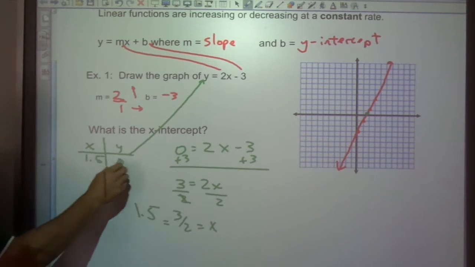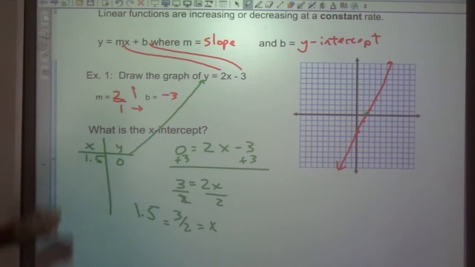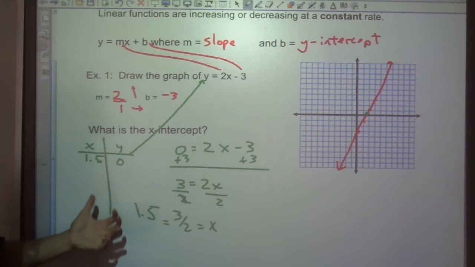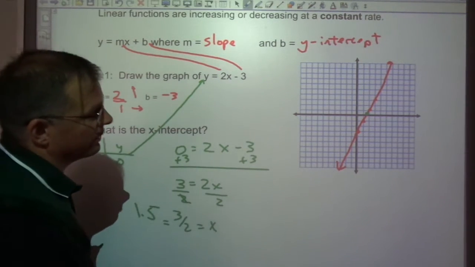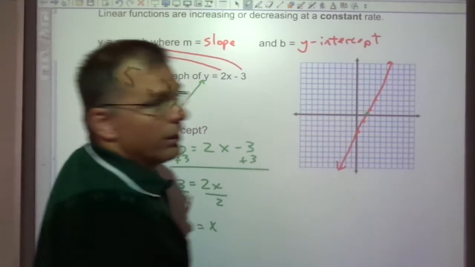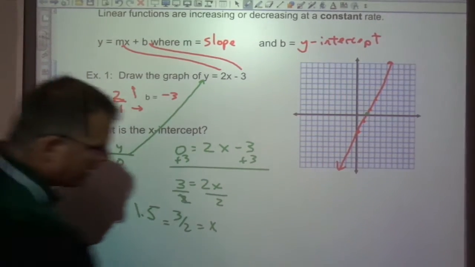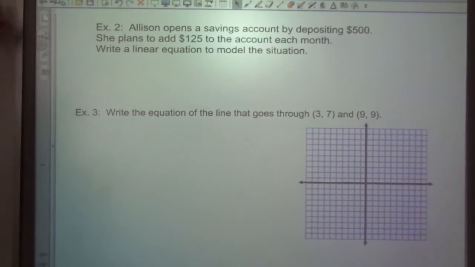So, when y is 0, x is 1.5. We can always find the x-intercept by letting y be 0. We can always find the y-intercept by letting x be 0. So this is crossing right at 1.5. Okay? A couple of examples here.